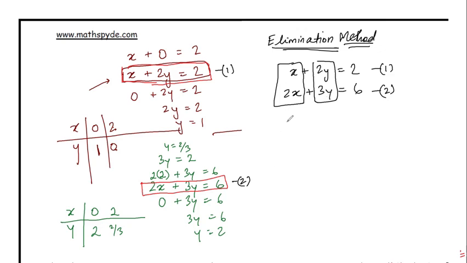So let me show you what I mean. I'm going to multiply the first equation by 2. When I multiply the first equation by 2, I get 2x plus 4y is equal to 4. Got it? And now I'm going to use the second equation. I'm going to rewrite it. And what am I going to do? I'm going to subtract the second equation from this first equation.